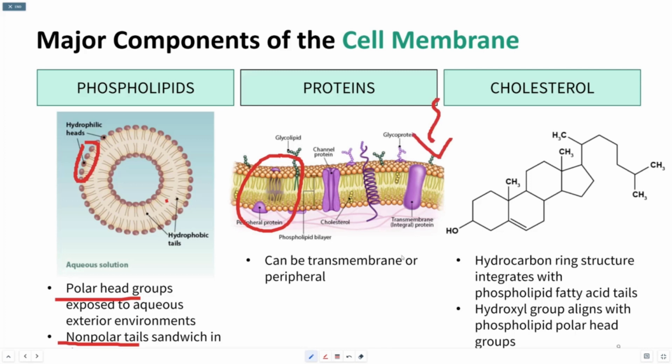Another type of lipid that you can see in this membrane is also cholesterol. Cholesterol sits randomly between the hydrophobic tails, and serves to protect against extreme temperature changes.